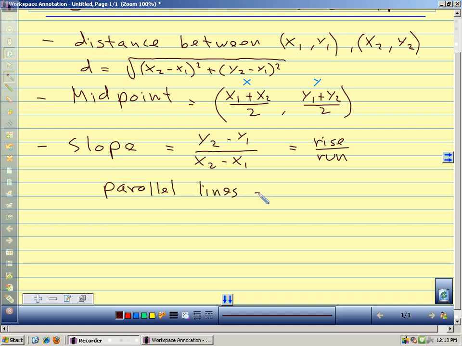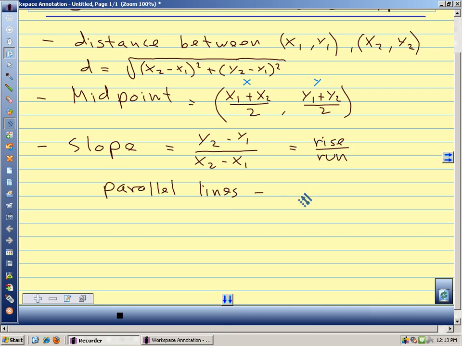How do the slopes of parallel lines compare to each other? You remember? If I have two lines that are like so, and they're parallel, what do we know about the slopes? The same. The slopes are the same.